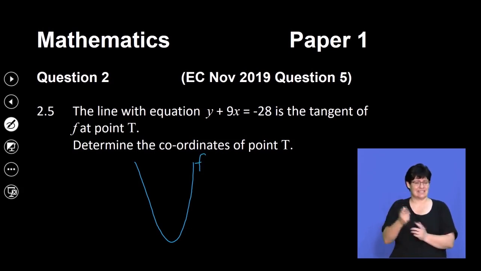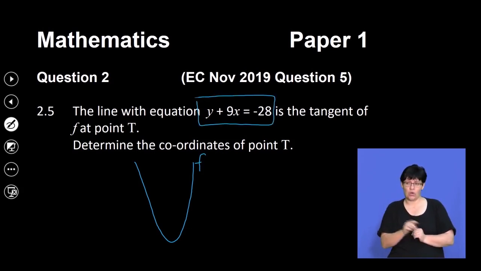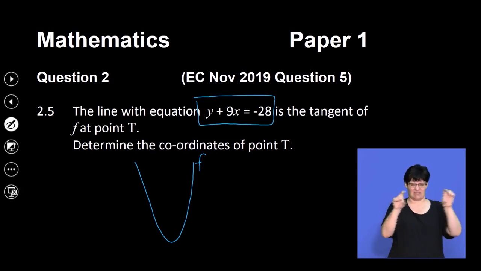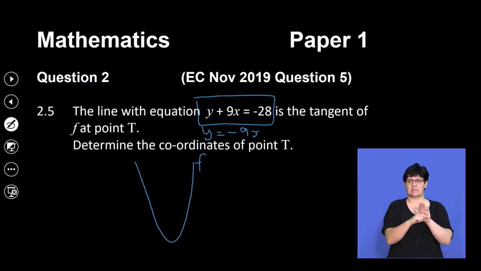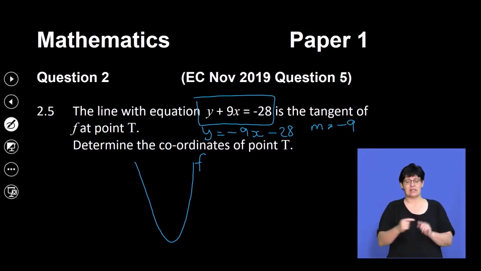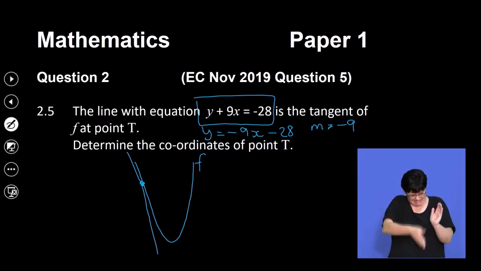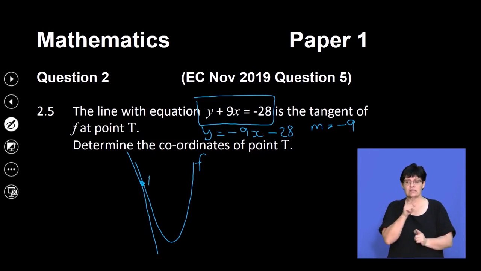If we look at what this line is, let's get that in standard form. So we can say that it is y equals minus 9x minus 28. So we can see that the gradient of this tangent is equal to negative 9. It's very steep, negative and very steep. So it might be doing something like that, coming all the way down, obviously touching like that. So we need to figure out the coordinates of point t over there.